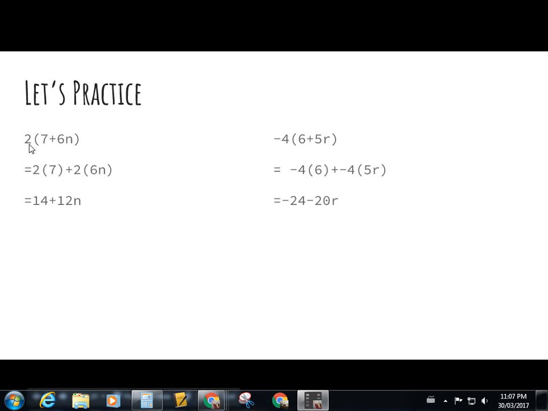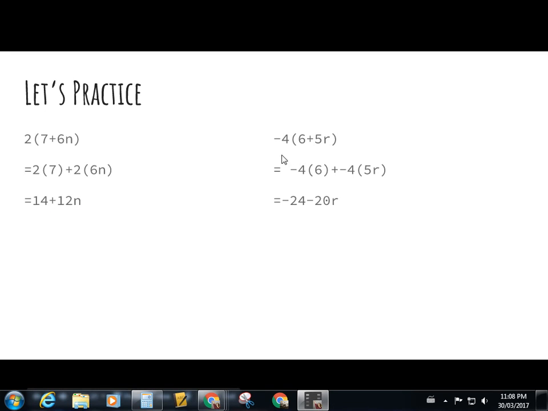So in this case, we have 2 times (7 plus 6n), and the 7 plus 6n are all in brackets. So I'm going to go 2 times 7, as I did here, and then I'm going to add 2 multiplied by 6n. I'm using addition here because that's what was in between the two terms in the question. So when I bring this all together or collect like terms, I have 14 plus 12n.